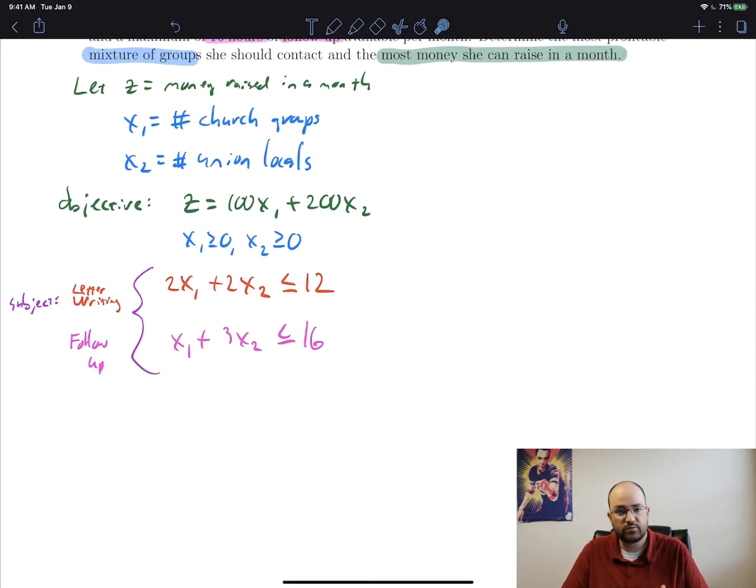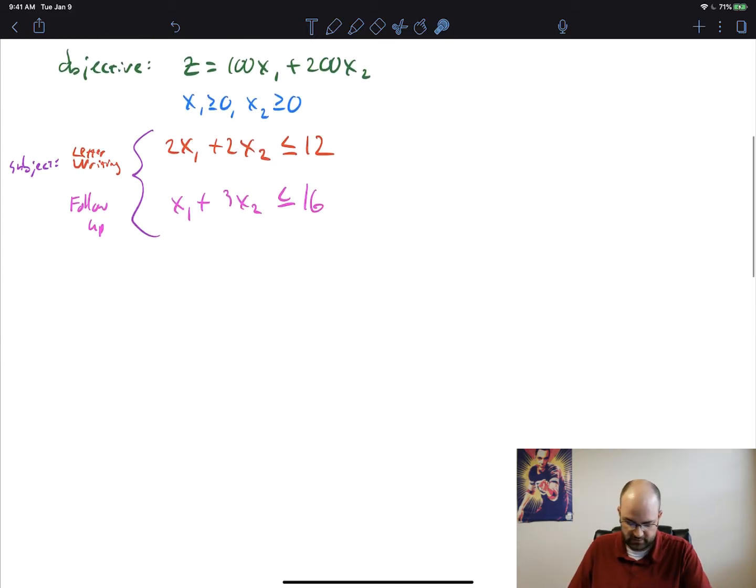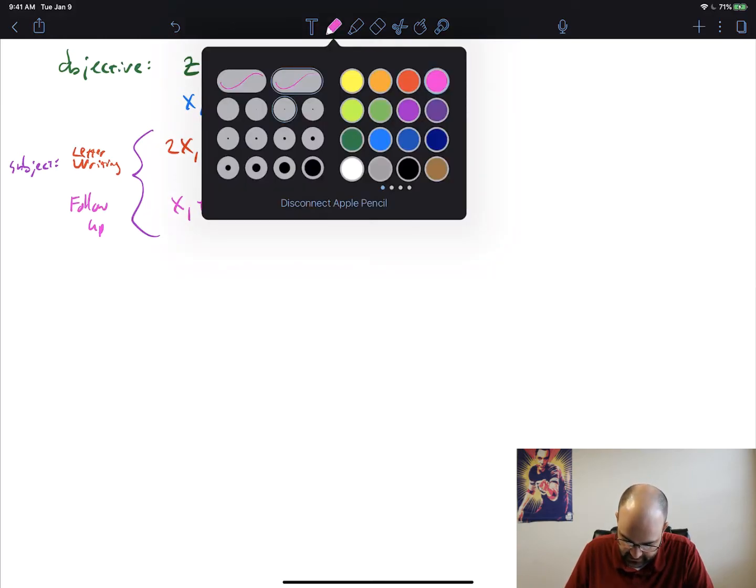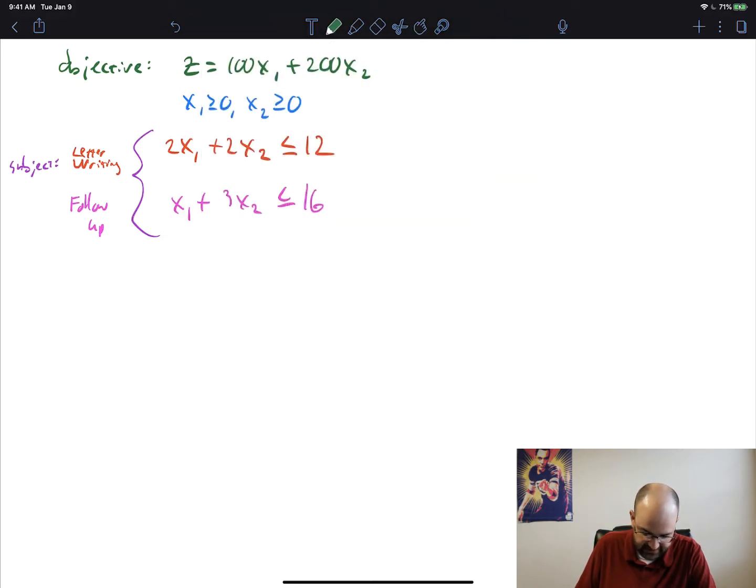Now that we have this written down, this is very similar to the questions that we just did in questions 2 and 3, I believe. So as a result, we're just going to go from there. What I'm going to do is convert this into a system of equalities. Notice that we have two inequalities here. So S1 represents letter writing and S2 represents follow-up and the number of hours of each.